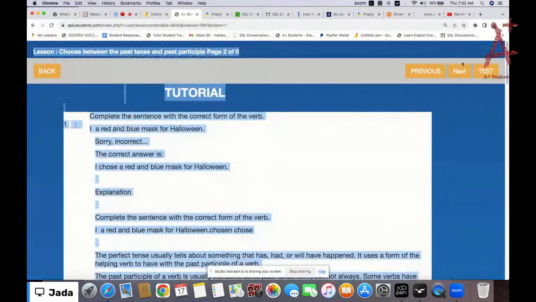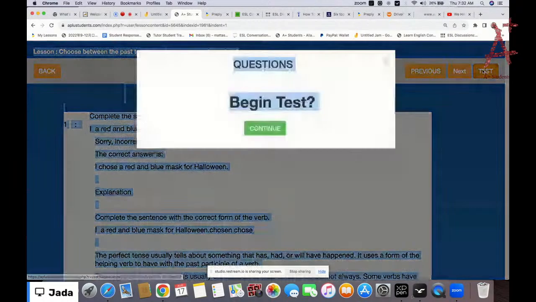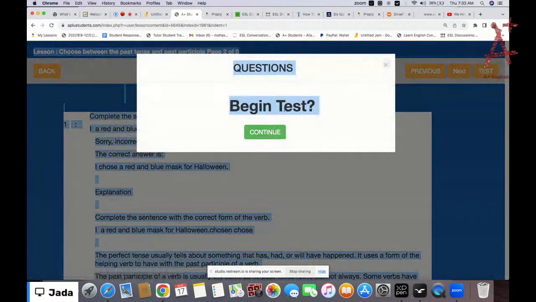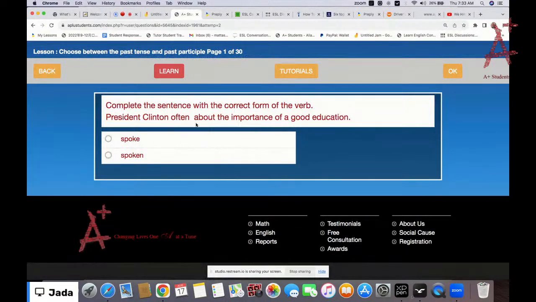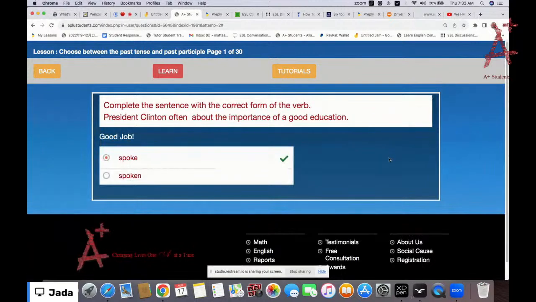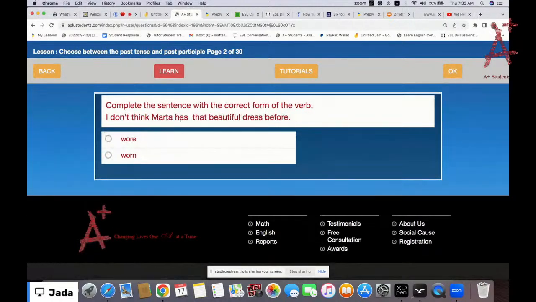Alright, so let's move on to the test and let's all interact. Let's all answer so that we know that it's clear and we all understand. Alright, President Clinton often, we did this one already. I don't think Mother has dashed that beautiful dress before. So what do you think is going to be your answer?